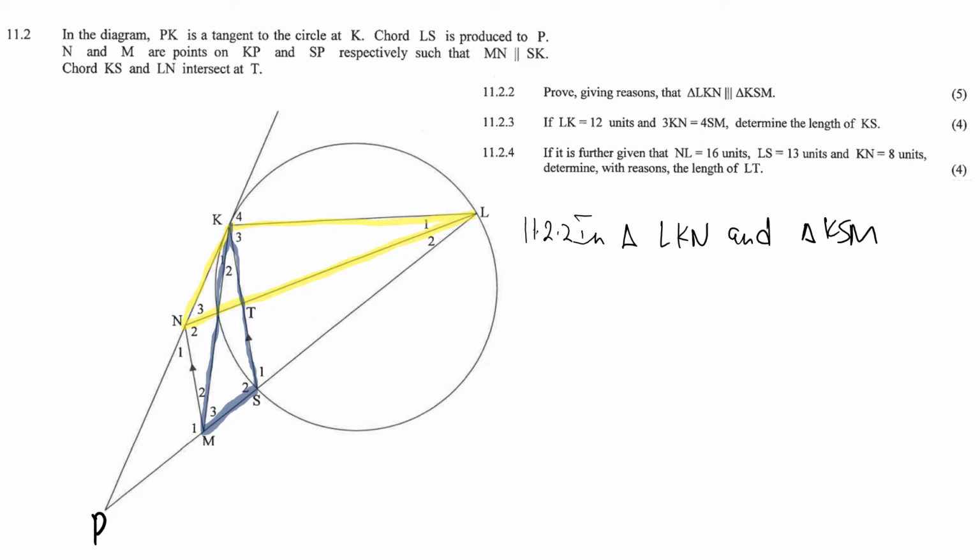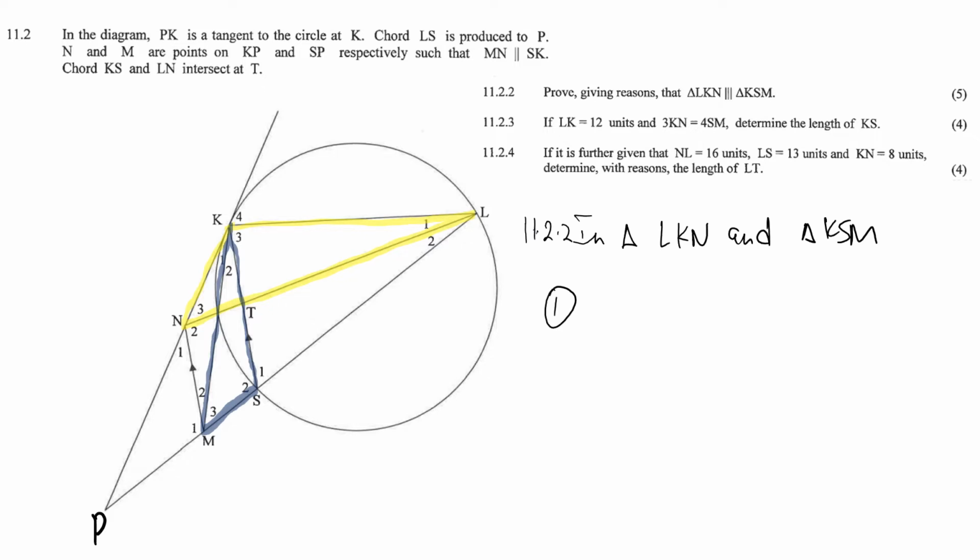Then we know that it's not important to identify the third one because of the third angle of a triangle. If two of them are equal, then the third one will be equal, right? So simply you just identify two angles that are equal between the two triangles.